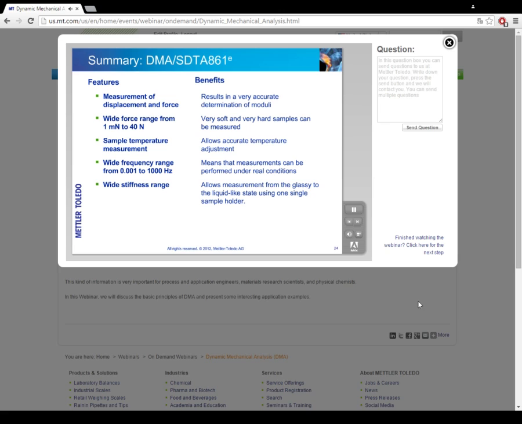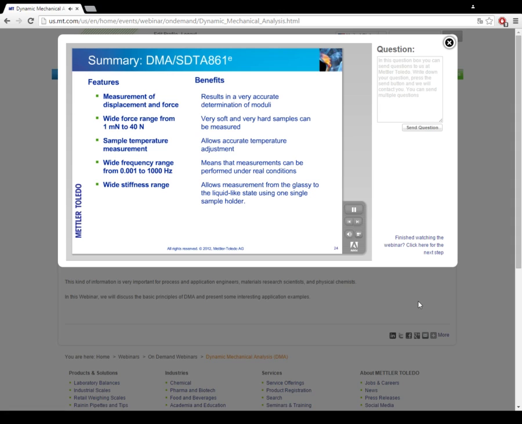This slide summarizes the features and benefits of the DMA SDTA 861E. Dynamic mechanical analysis is an excellent technique for characterizing the mechanical properties of materials such as thermoplastics, thermosets, elastomers, adhesives, paints and lacquers, films and fibers, composites, foodstuffs, pharmaceuticals, fats and oils, ceramics, constructional materials, and metals.